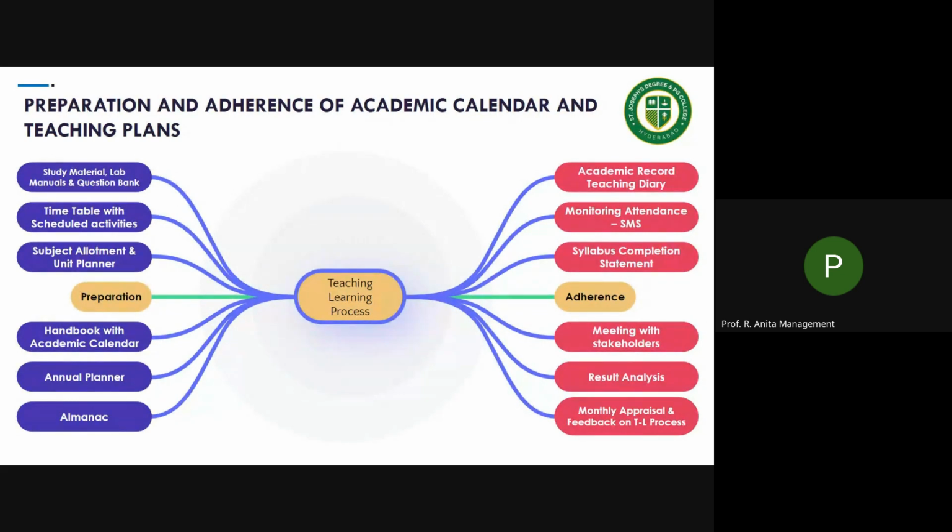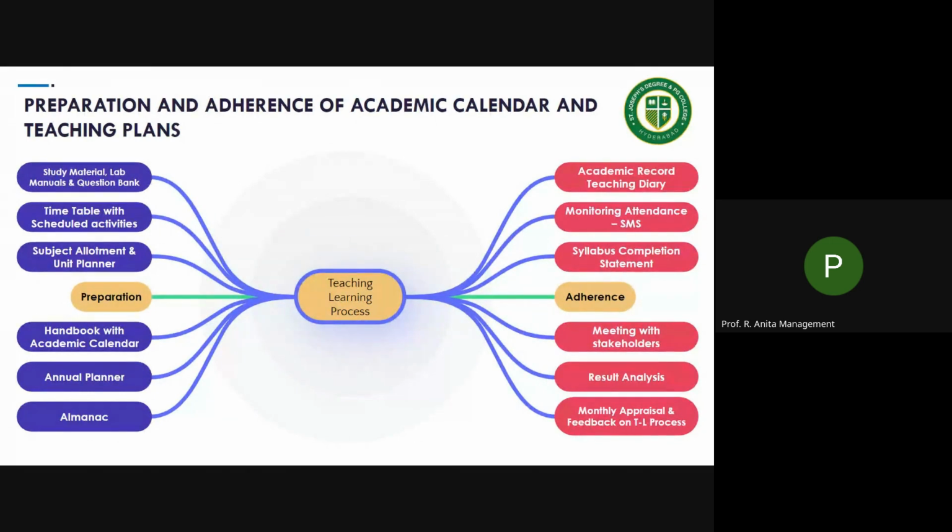That is what we do. And the almanac and the annual planner, which every head of the department is going to prepare. These things we have initially, before the students come. This is what we prepare. And we need to see how we are going to keep a record of these things, right? Academic record, teaching diary.